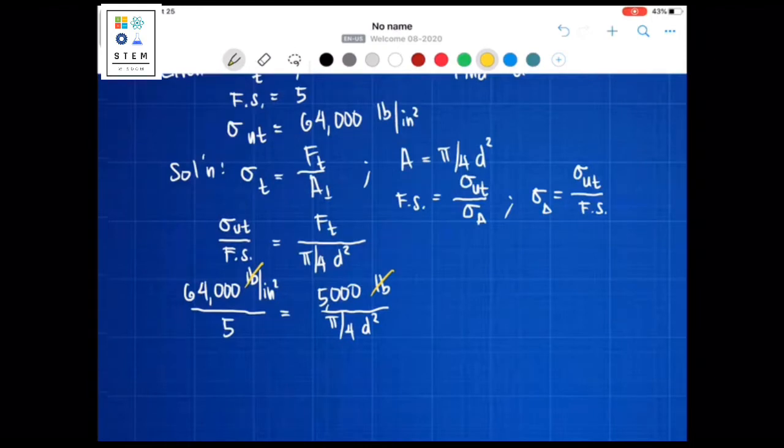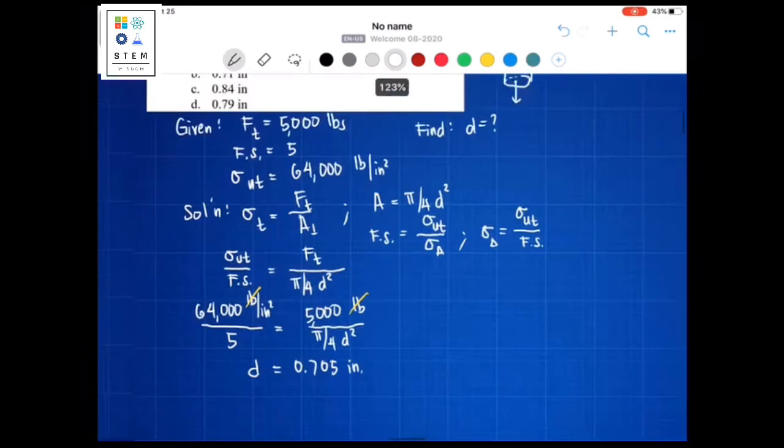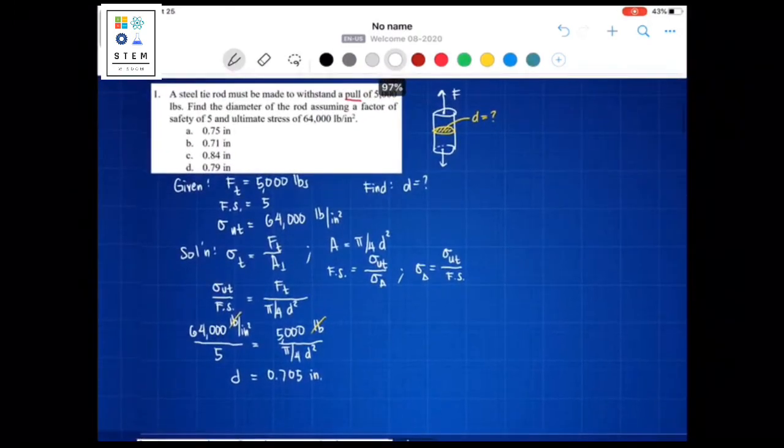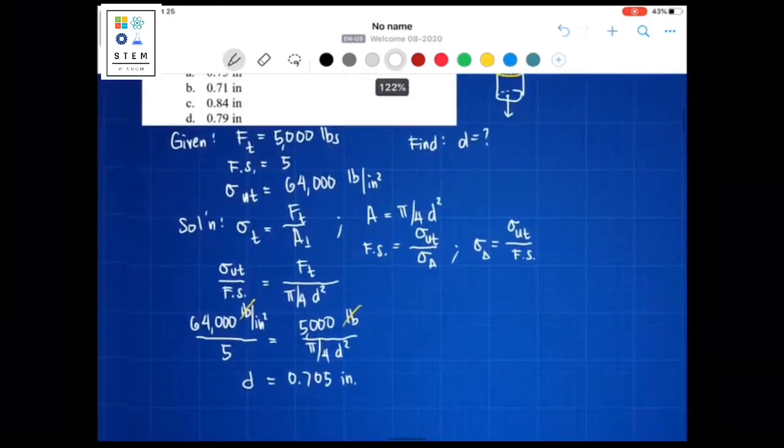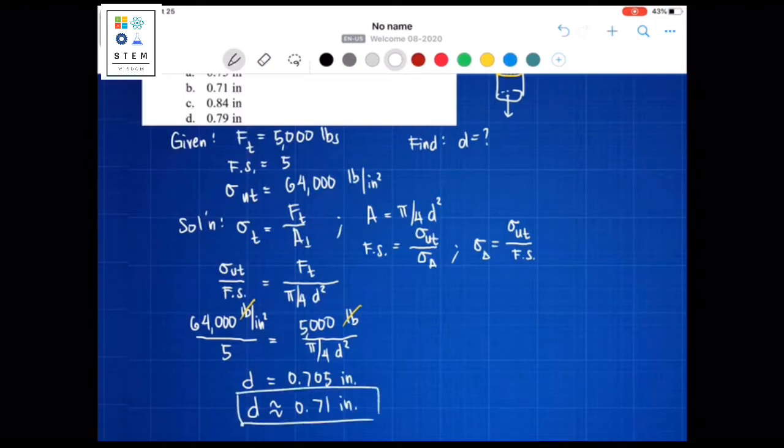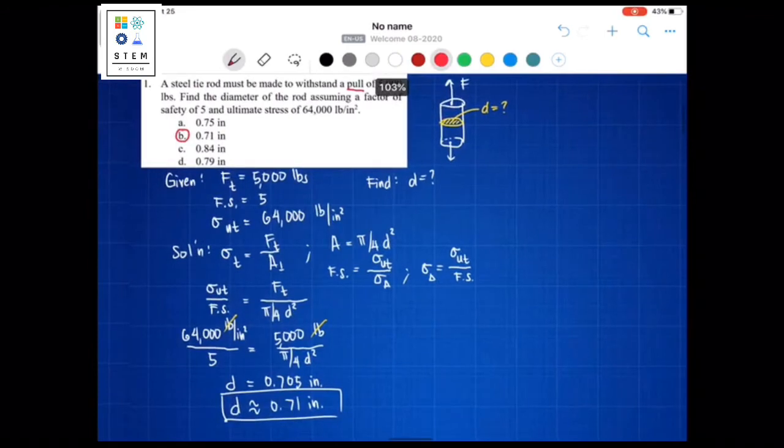Shift solve, ano yung magiging value? So, masasolve na value is 0.705 inch. Okay, pinakamalapit, approximately, balik na tayo sa question, pinakamalapit sa choices ay 0.71. So, approximately, diameter is 0.71 inch. Okay, so letter B.